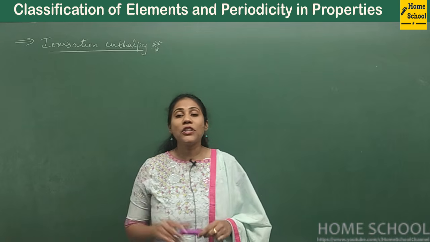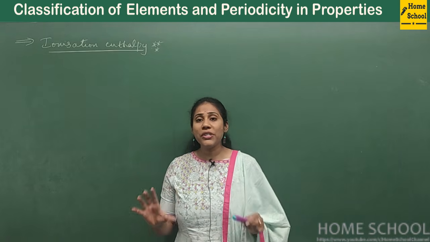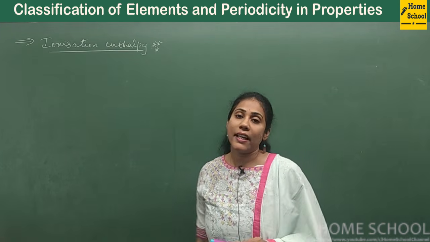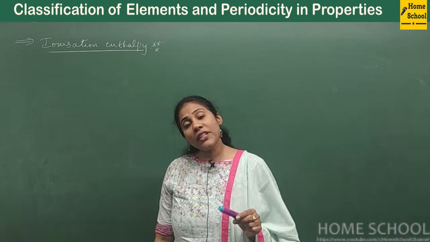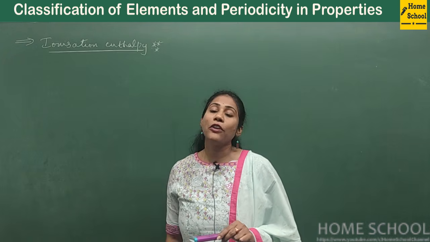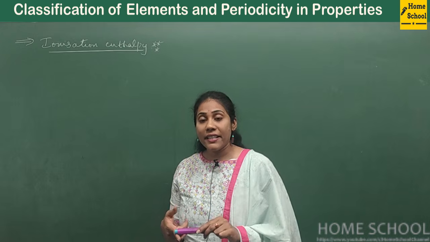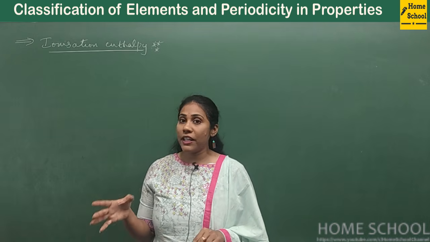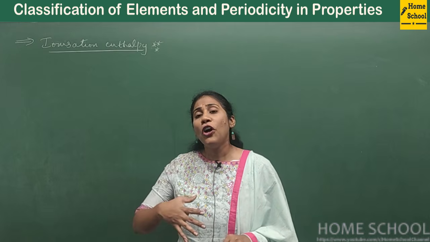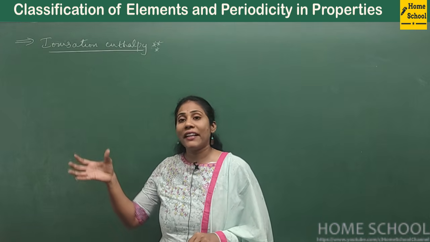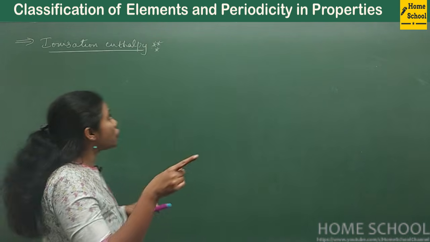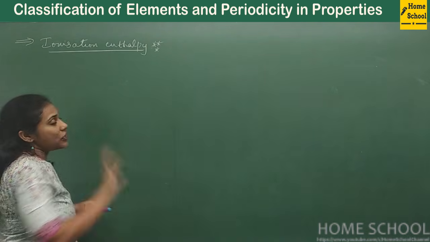Coming to today's topic, it is the most important periodic property, that is ionization enthalpy. Ionization enthalpy helps to decide the chemical behavior of an element. Oxidizing nature of an element, reducing nature, metallic character, non-metallic character, all these chemical reactivity and chemical properties can be judged based on this ionization enthalpy.